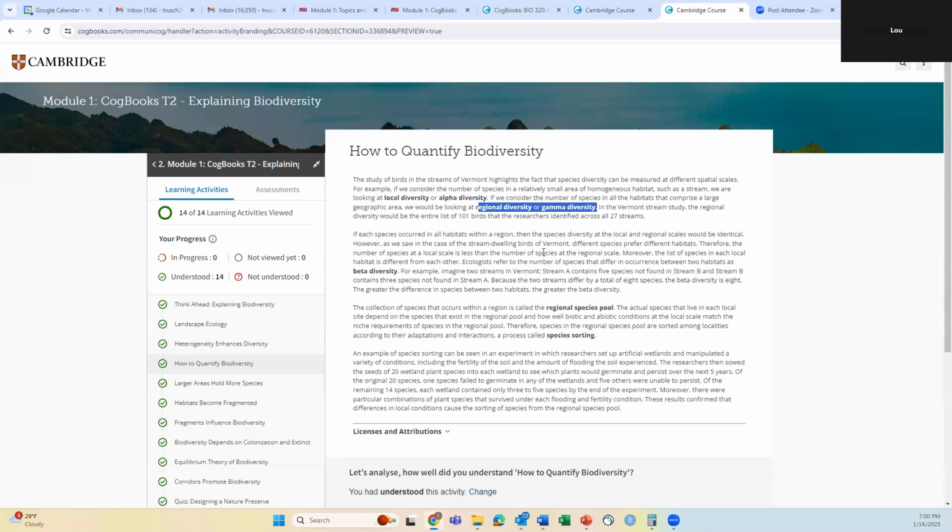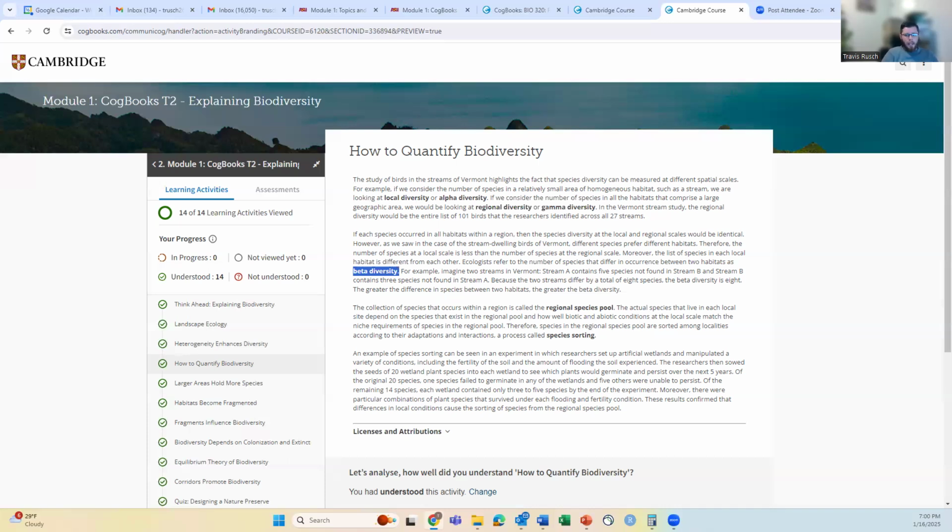And then it gets into beta diversity. What is beta diversity? Or when do we use beta diversity? Ecologists refer to the number of species that differ between two habitats. Yep. So by definition, we got that. And when we use it, it's just when we're comparing habitats.